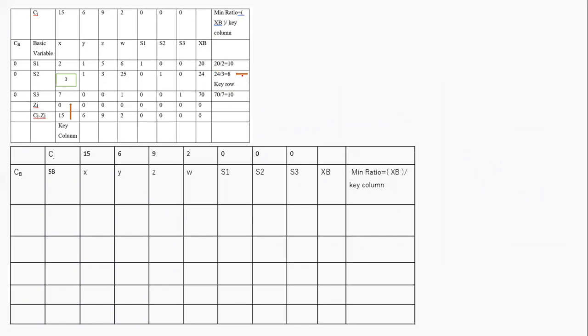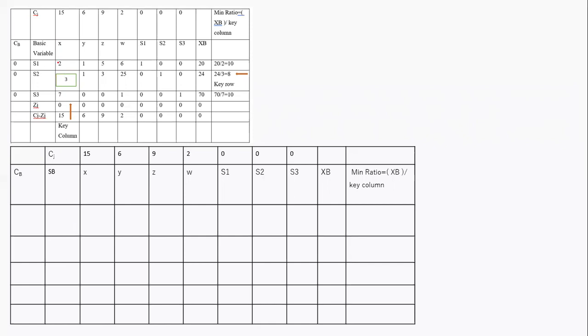That is 8. So now we call this the key row. This corresponds to the key row and this is our key column. The intersection of key row and key column will give us the key number. So now 3 is our key number. In the next table, we are supposed to make this key number as 1.